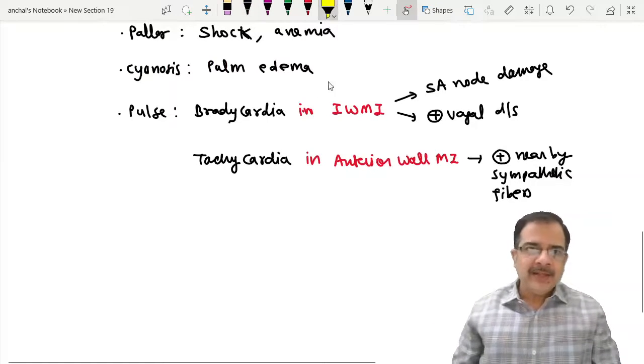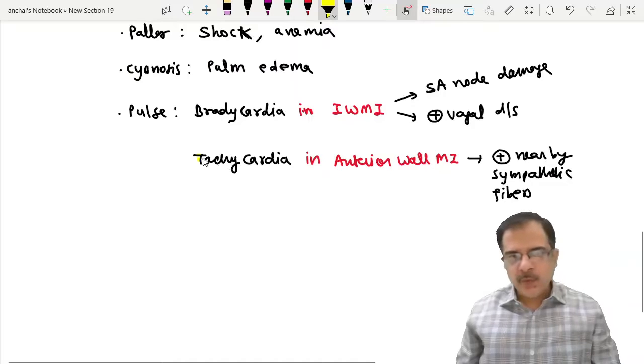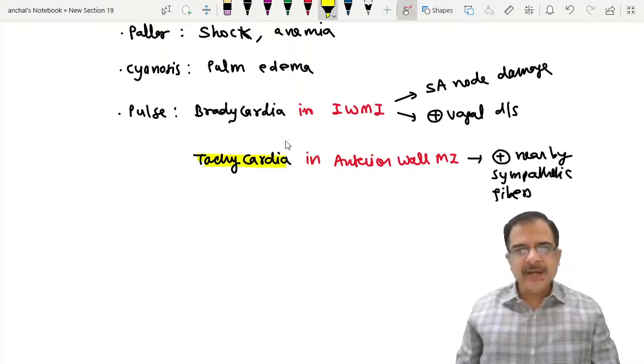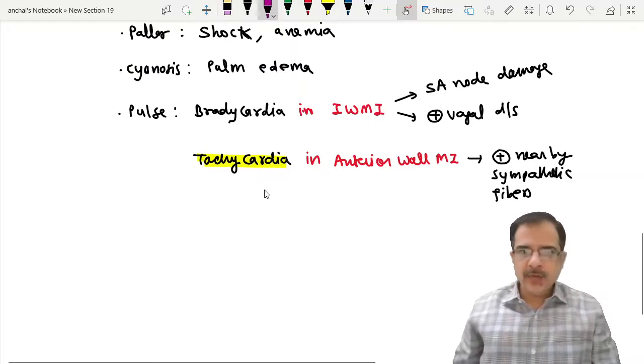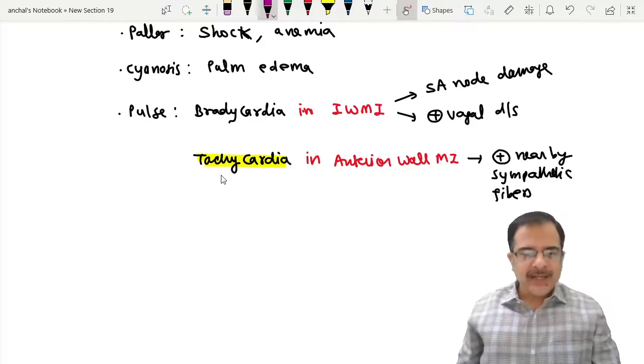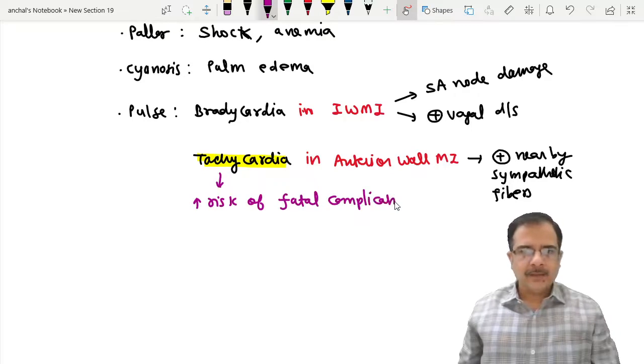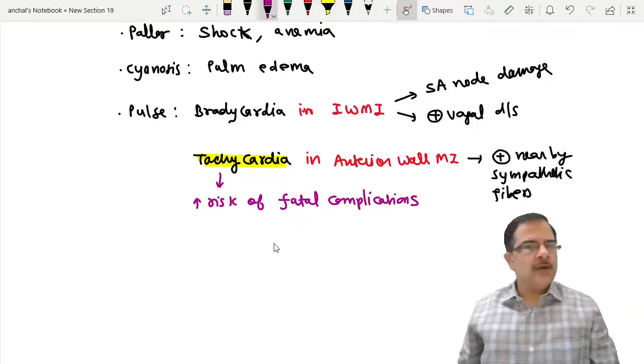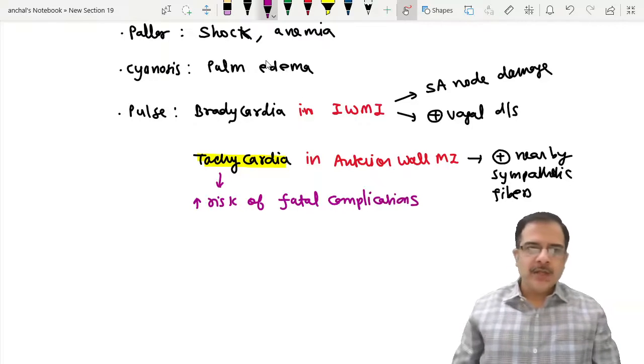And why is this pulse important? One more reason, if tachycardia is present, this could be your MCQ for NEET SS exams also: tachycardia is associated with increased risk of fatal complications. Now, the blood pressure.